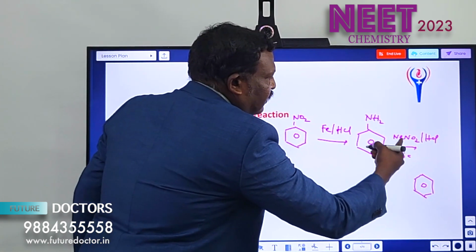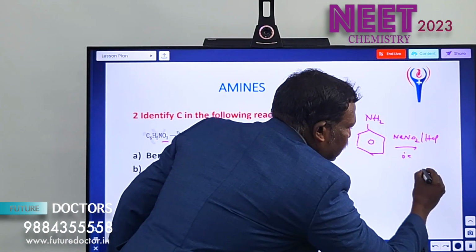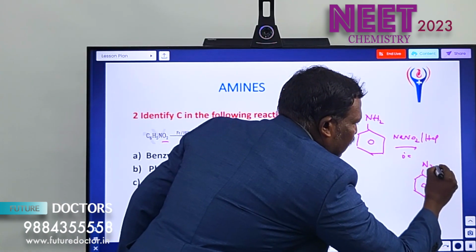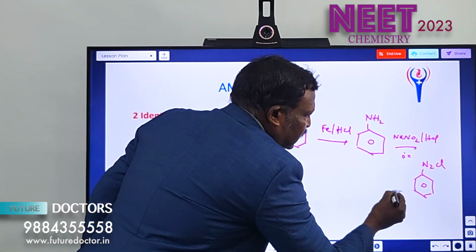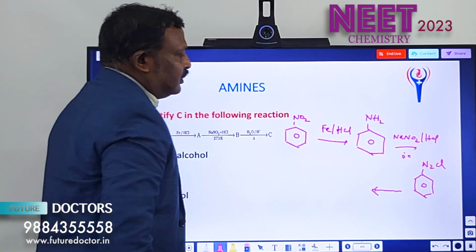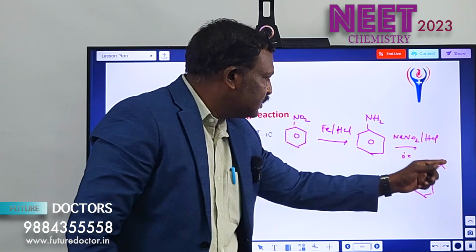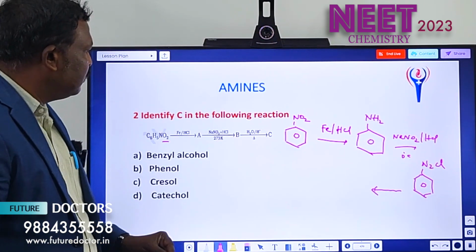This reagent converts NH2 becomes what? N2Cl. Understood? This name is called what? Benzene diazonium chloride. That is compound B.